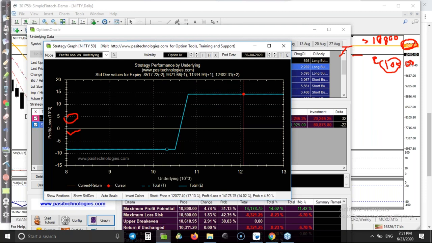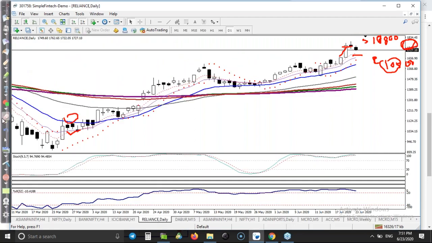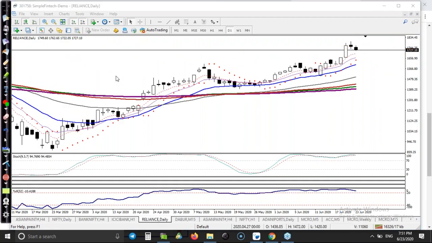How beautiful. All right, we apply this strategy when the market is very bullish. Let me show you. See Reliance, I already told you. See the Reliance. Now you can see here Reliance is bouncing up from moving average 20, hits and reverses back, creates a new high, again retraces toward moving average 20 and creates a new high.